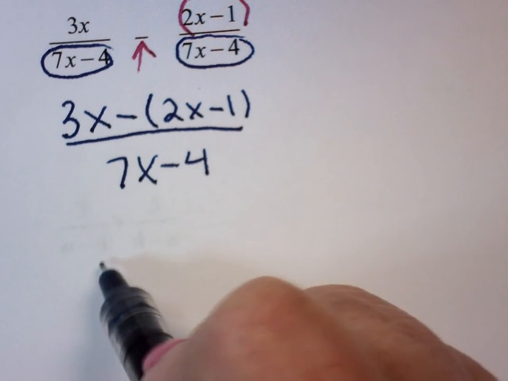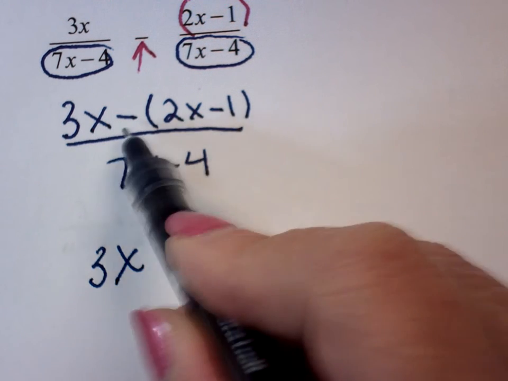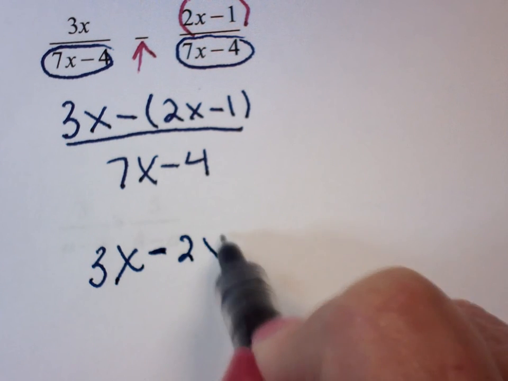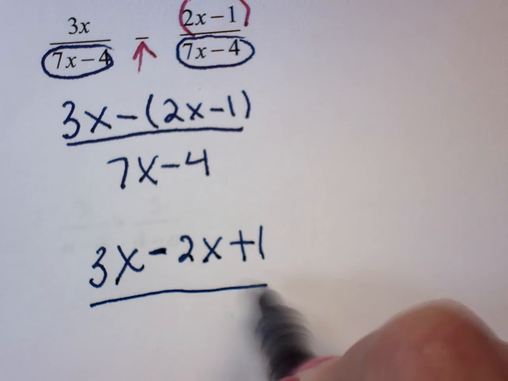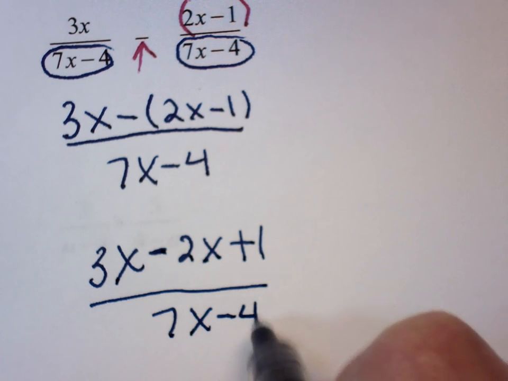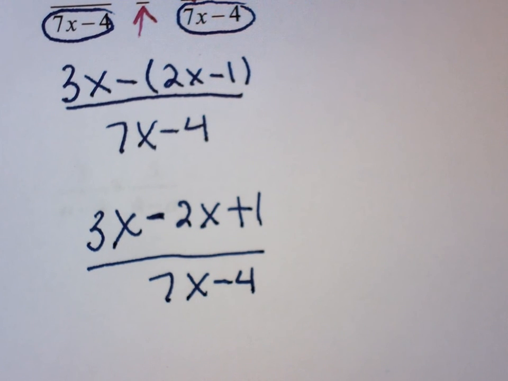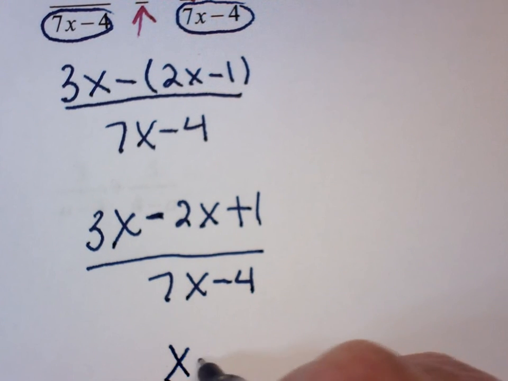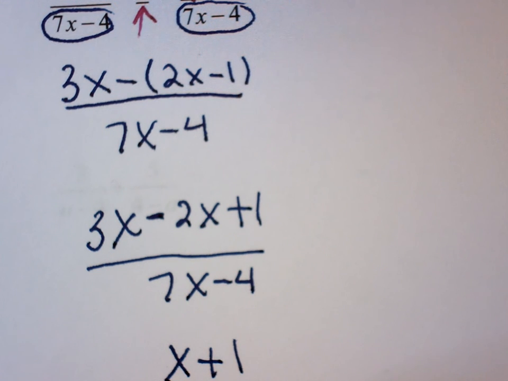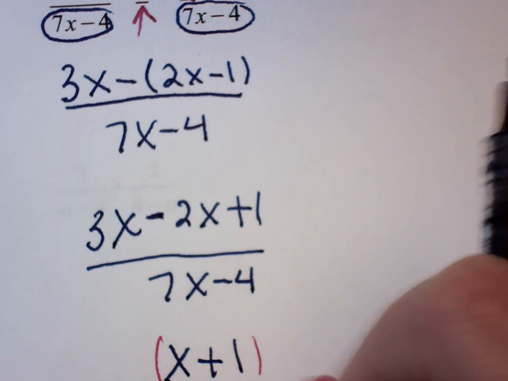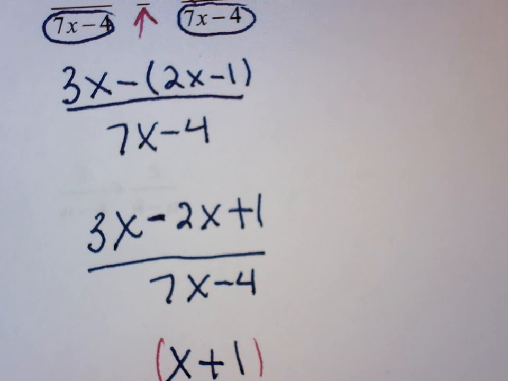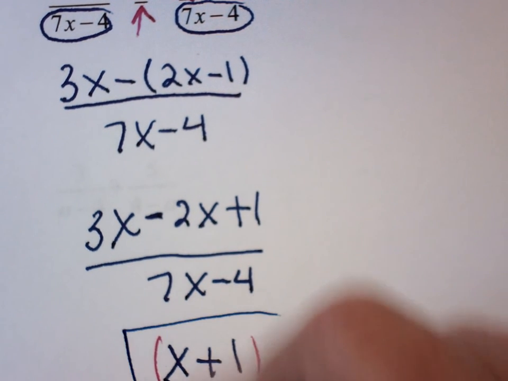So then this becomes a 3x subtract 2x add 1, or x plus 1, over x minus 7x minus 4. And remember, the x's can't reduce out because theoretically these are parentheses because it's more than one term. So then that's what your answer ends up being.